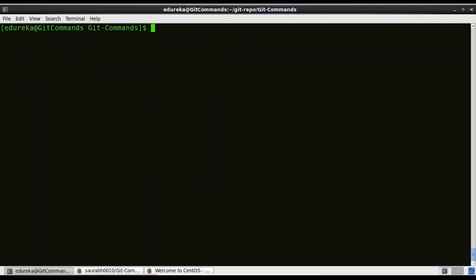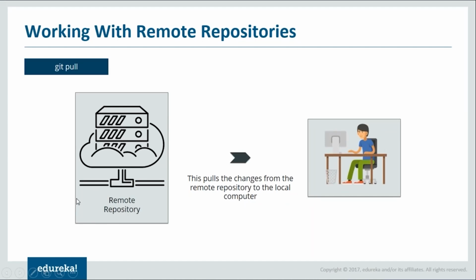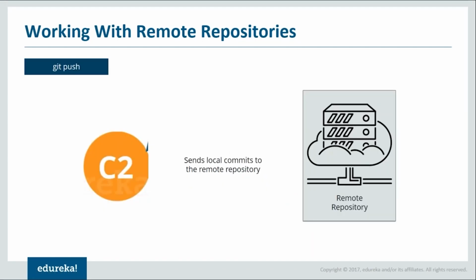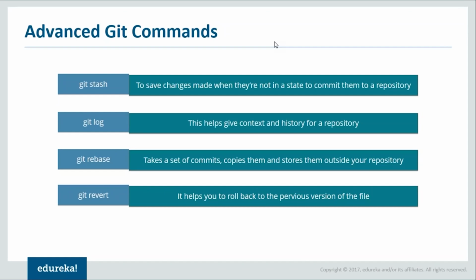So let me just quickly go to the slides again and we'll see what all topics we have already covered. So we have seen how to perform git clone. We have seen how to pull changes from the remote repository to the local computer. We have seen how to push the local commits to the remote repository. Now let's talk about a few advanced git commands. Focus on git stash, git log, git rebase, and git revert. So I'll quickly open my virtual machine and I will explain you there only.